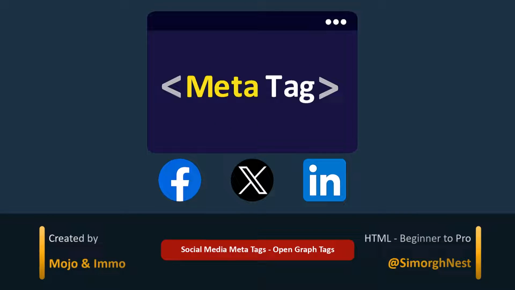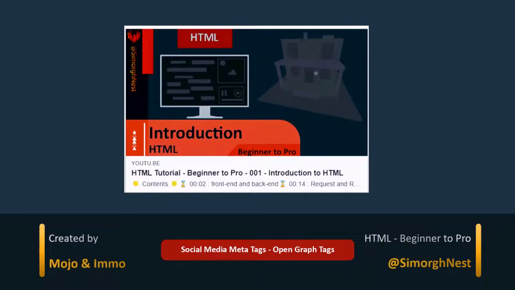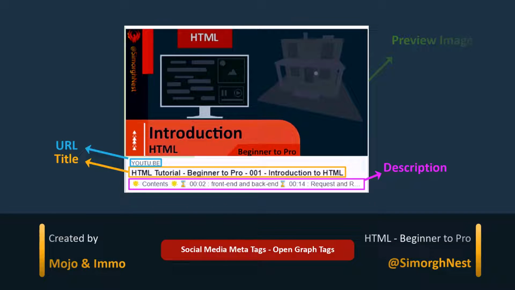Social media meta tags are important for optimizing how our content looks when shared on platforms like Facebook, X, formerly Twitter, LinkedIn, and others. These meta tags help us control the title, description, URL, and preview image that appear when our content is shared. This ensures that our content looks visually appealing and provides useful information.